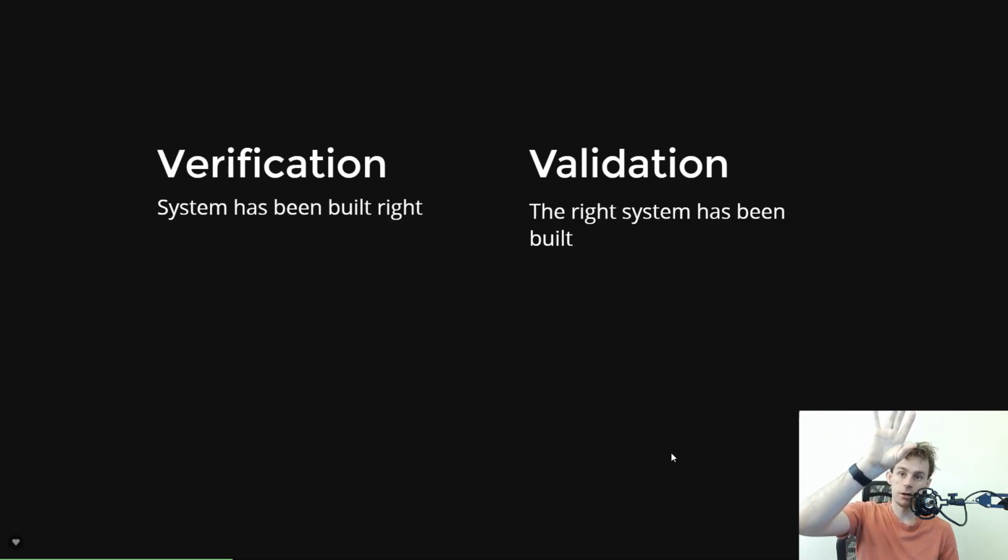Then on the flip side, validation is kind of taking that a step above and saying, okay, you might have written some software and that software might have been built correctly according to the system, but did it actually solve the problem? Was the right software actually built?